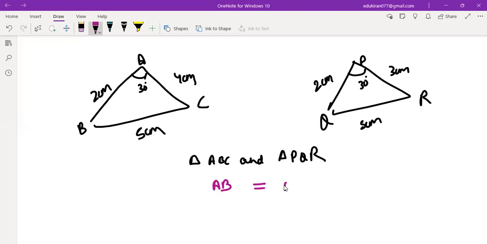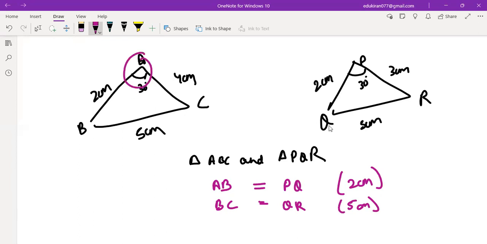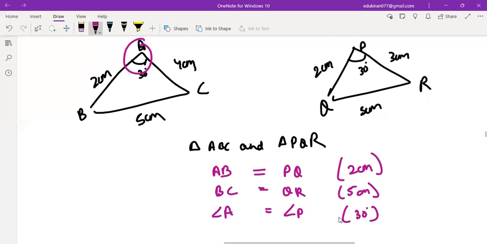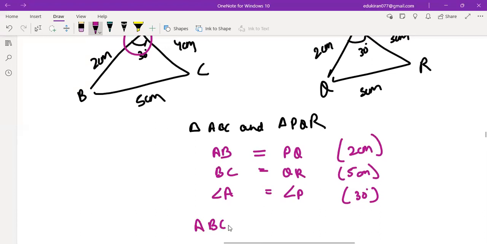First, you will write AB is equal to PQ, and the reason you will write is that they are both 2 centimeters. Then BC is equal to QR, and the reason is 5 centimeters. AC and PR are not equal, so you cannot write it here. But you can see that this is an angle and they are both equal, so you will write angle A is equal to angle P, and the reason is they are both 30 degrees. After that you will write that triangle ABC is congruent to triangle PQR, and the reason will be side, angle, side. Clear?